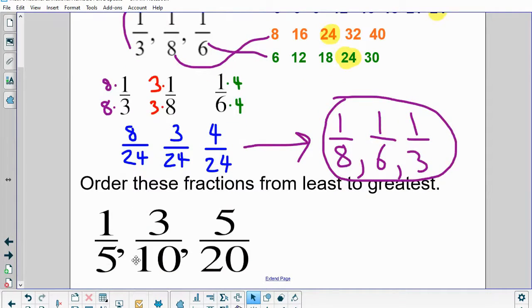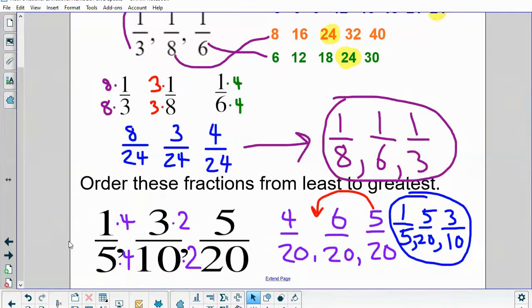Now we've got a few more. What if we have 1/5, 3/10, and 5/20? Well, we notice that we need to multiply the top and the bottom of the first two fractions to create a common denominator of 20. And when we do that, we end up with 4/20, 6/20, and 5/20. So we need to move this 5/20 to the middle position, which means that we will end up with 1/5, 5/20, and 3/10 as the order of these initial fractions from least to greatest.